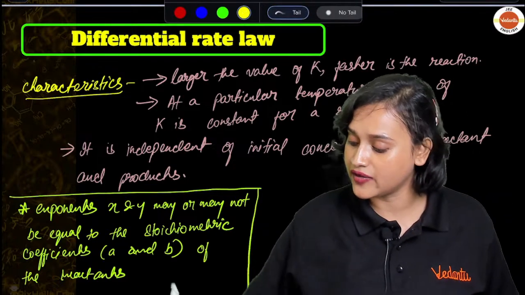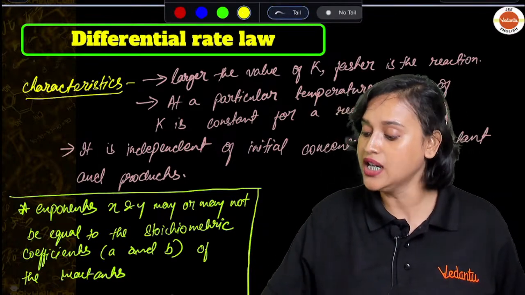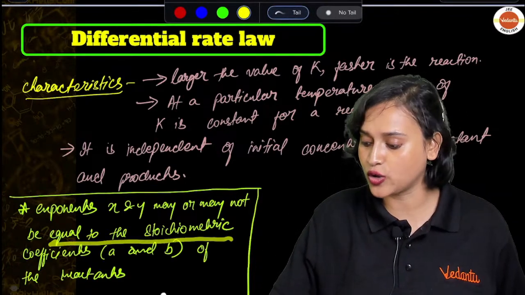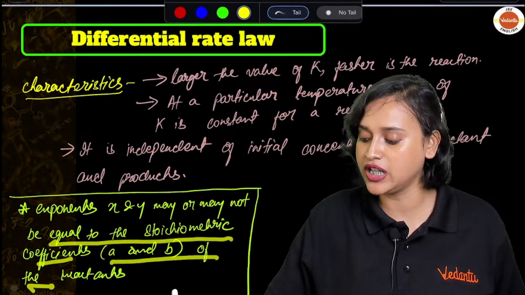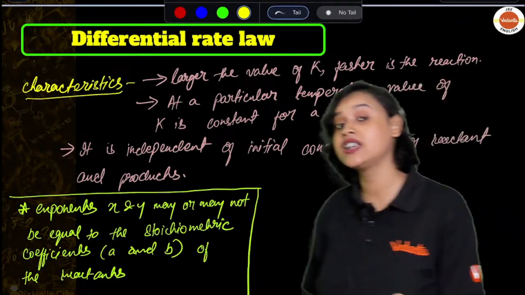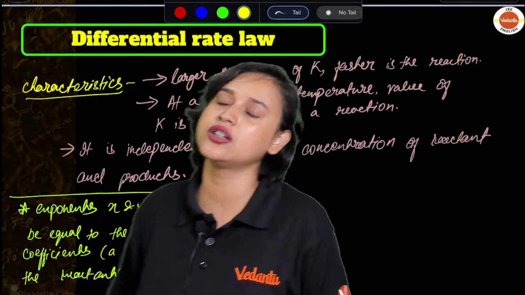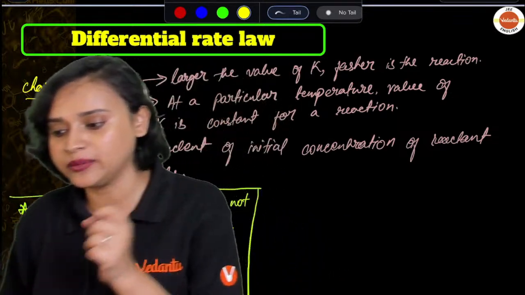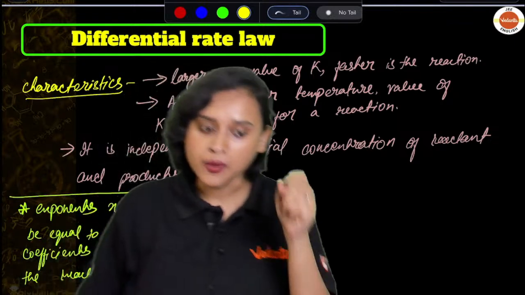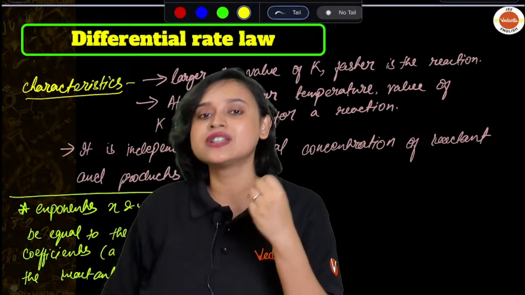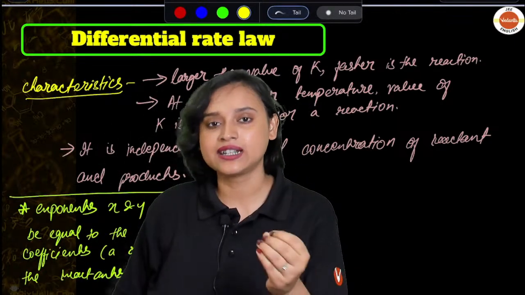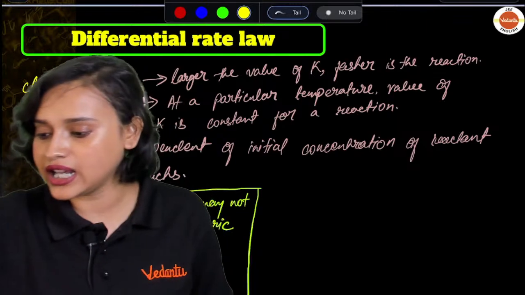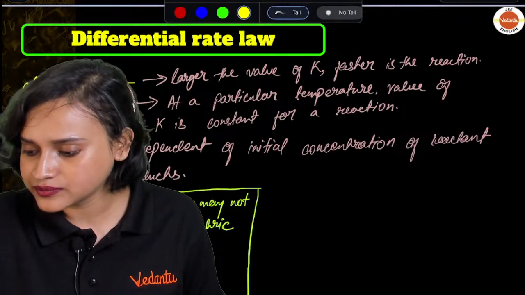Okay, all right. And see, here I have written, everybody, that the exponents x and y may or may not be equal to the stoichiometric coefficients, that is a and b of the reactant. And once again, I'm telling you, for an elementary reaction, however, you will find generally that x and y are equal to a and b respectively. But you will not always find it that it is exactly the same. Am I clear, everybody?